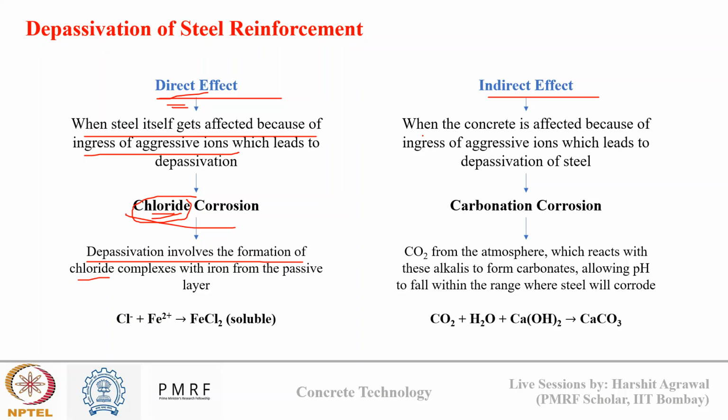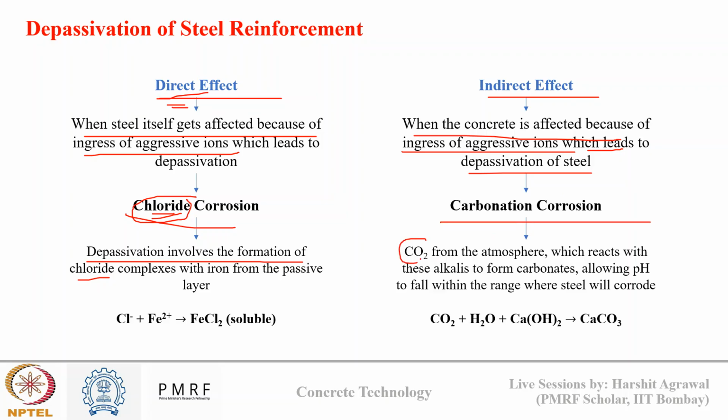An indirect effect is when concrete is affected because of aggressive ions, which causes depassivation of steel. So in indirect effect, what is happening? The ions which are moving through concrete are not causing any disturbance on steel, but they are causing disturbance on concrete, and that disturbance in concrete is affecting the steel. And this occurs due to carbonation corrosion.